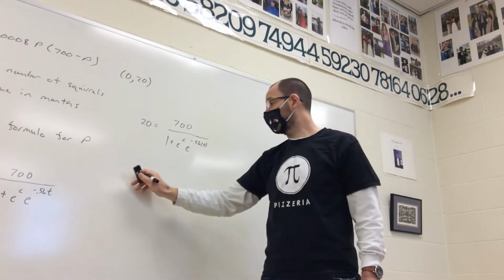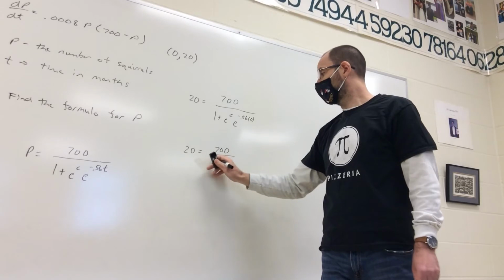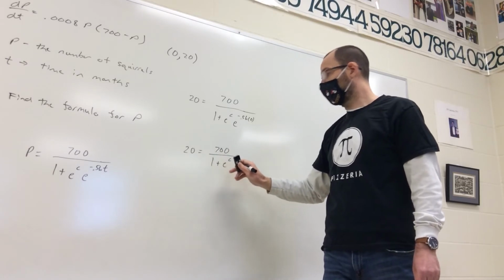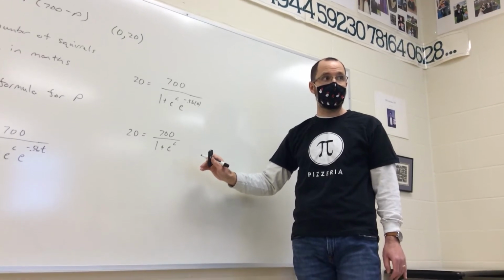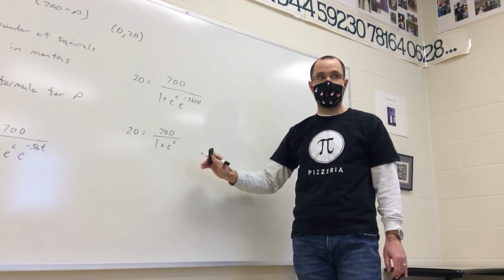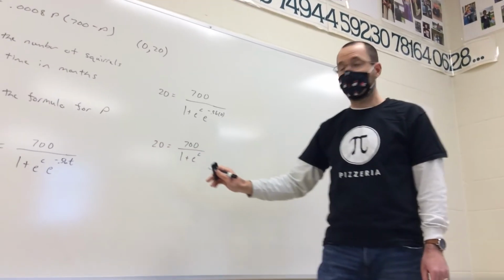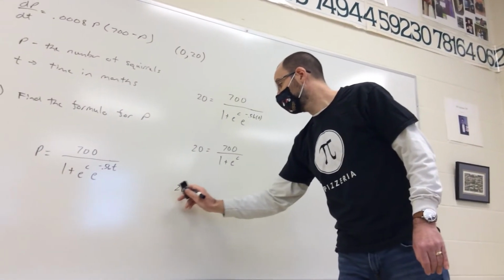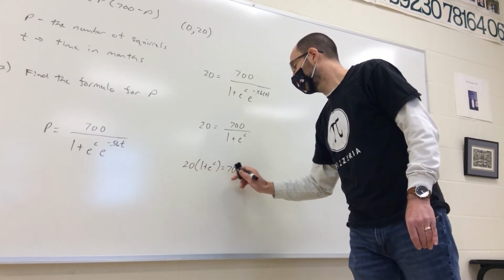So what I've got now is 20 equals 700 over 1 plus e to the c. Now I'm going to multiply this to the other side. So it'll say 20 times (1 plus e to the c) equals 700.